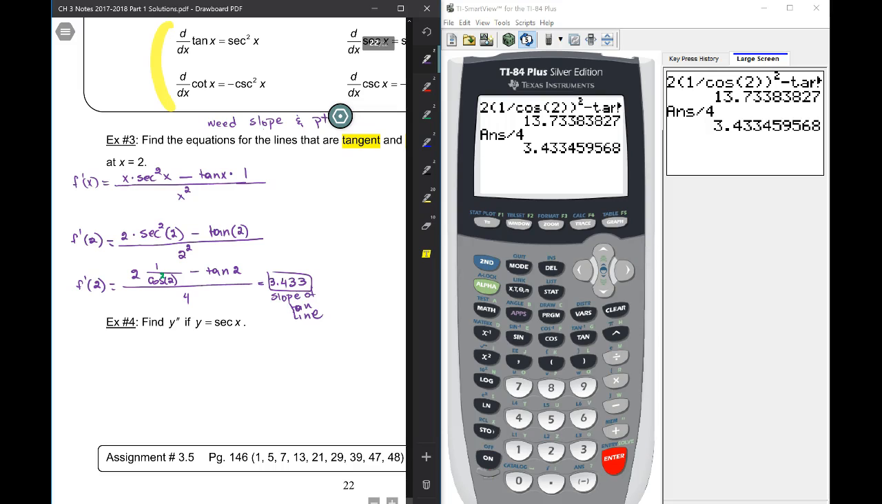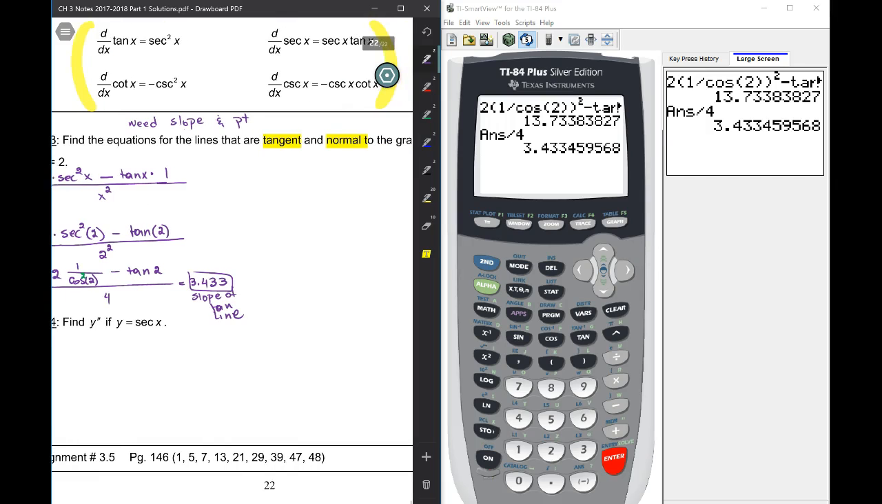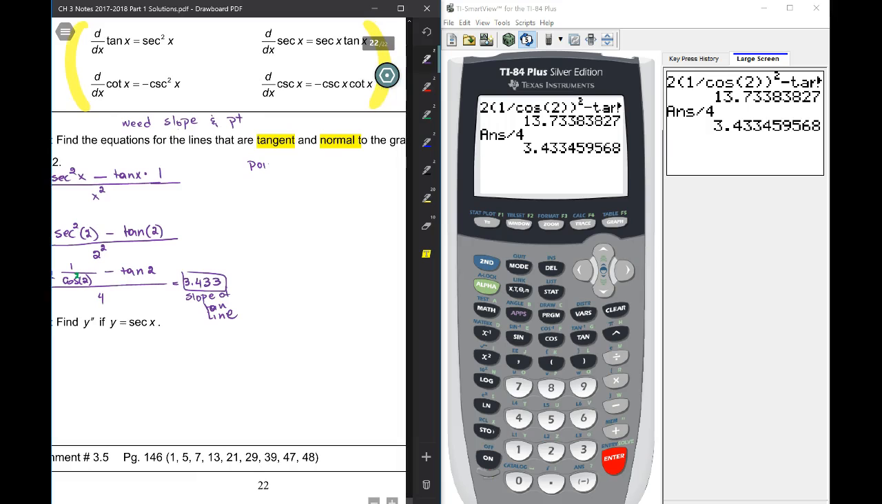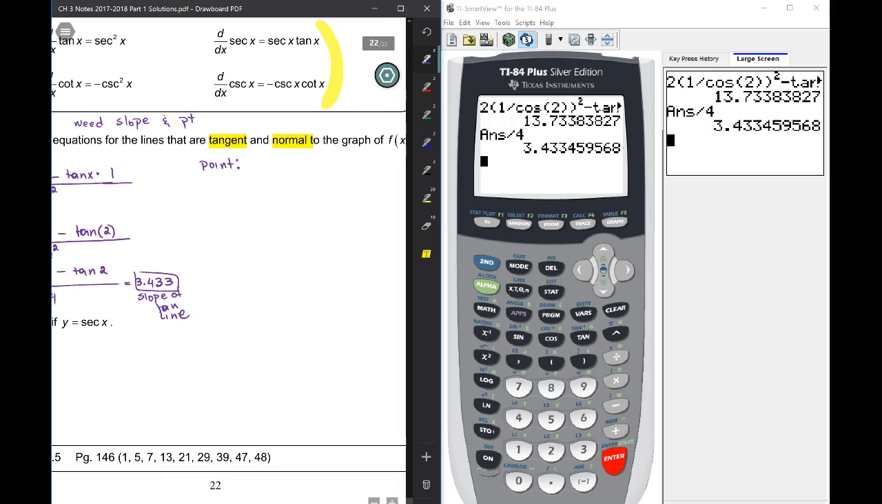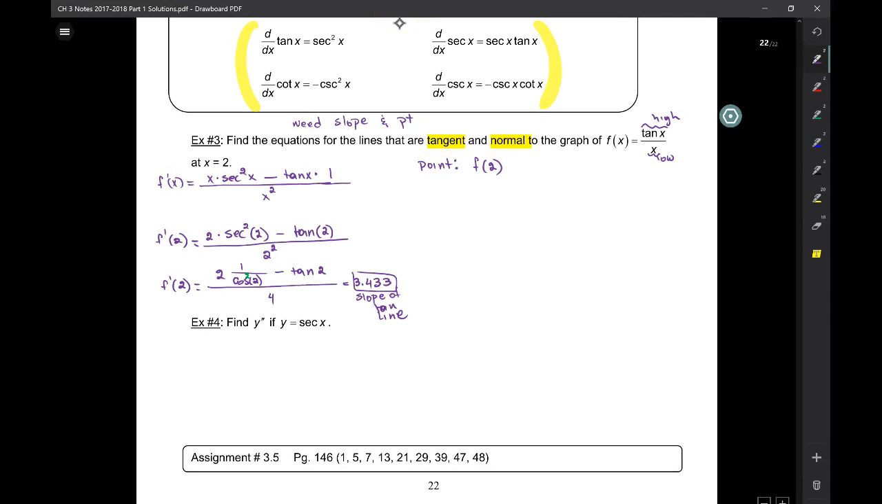Okay? So we said earlier that we needed a slope and a point. We have a slope. To get the point, right, we need f of 2. So f of 2, that's f of x is tangent over x, right? So f of 2 is tangent of 2 over 2. And if you plug that into your calculator, it's negative 1.093.